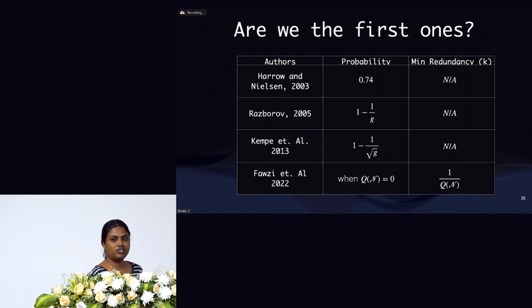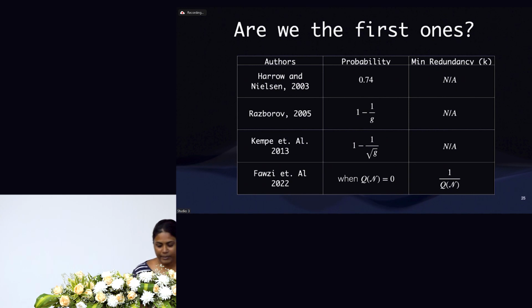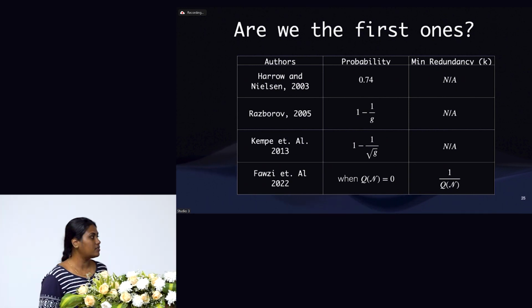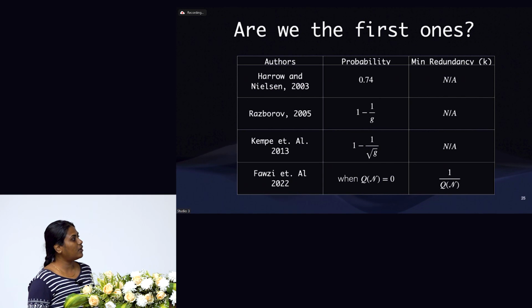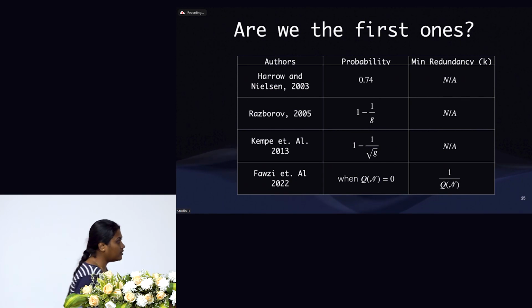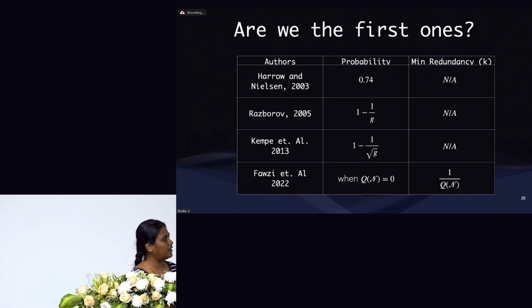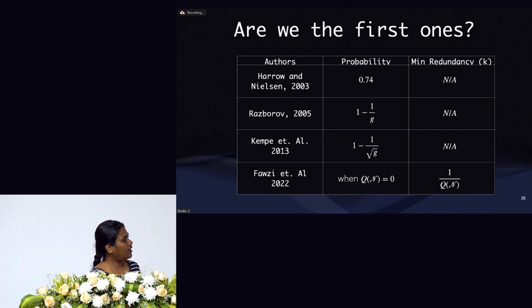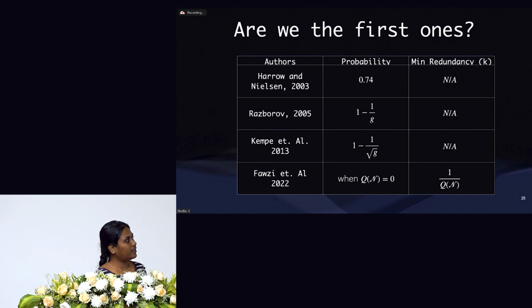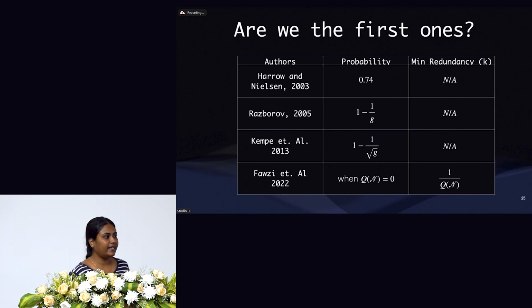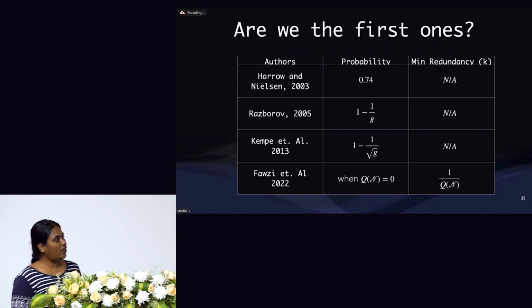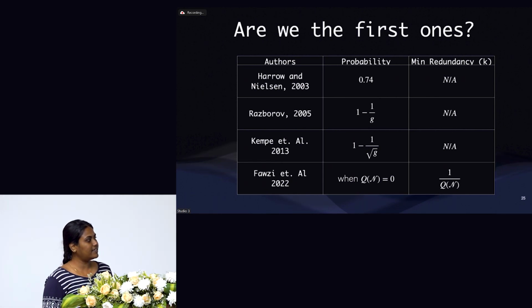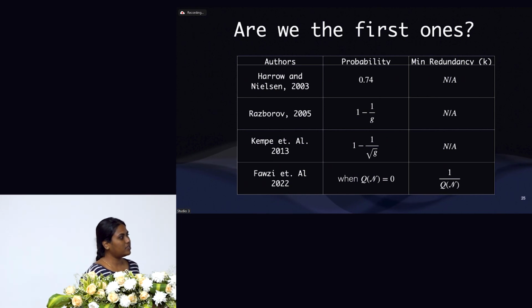So, are we the first to do this? No. There is very limited literature, but there are results. Thanks to these authors, I would like to put your attention only to this part, till this last result that came in 2022. The minimum redundancy k, or the number of qubits that I need, was not characterized. This was the recent result that came, and they characterized it as 1 by Q of n, where Q is the quantum capacity of the noise channel.